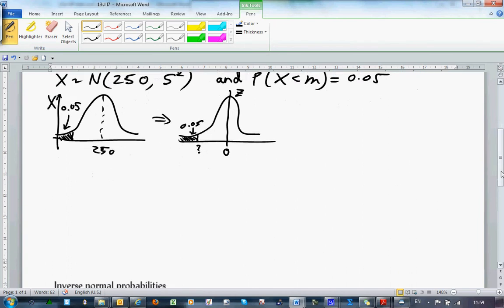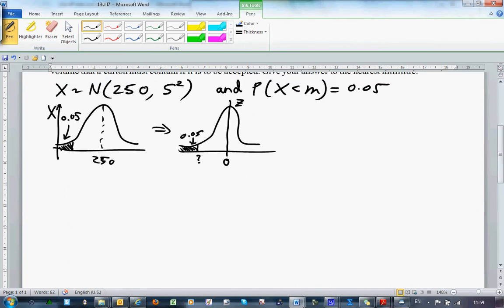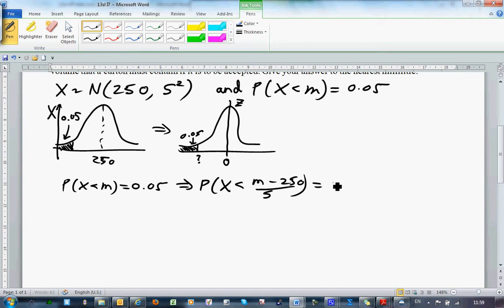So, probability x less than the minimum value is 0.05. It looks like this. So it's going to be Z is less than m minus 250 over 5, and that value has to be 0.05. So we've been given the answer, if you like, of 0.05, so we have to look in the tables. And you'll notice straight away in the tables there is no 0.05.